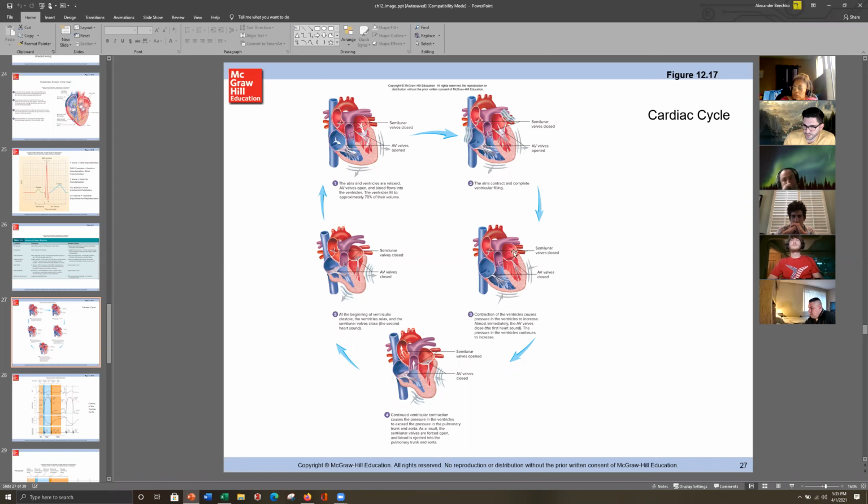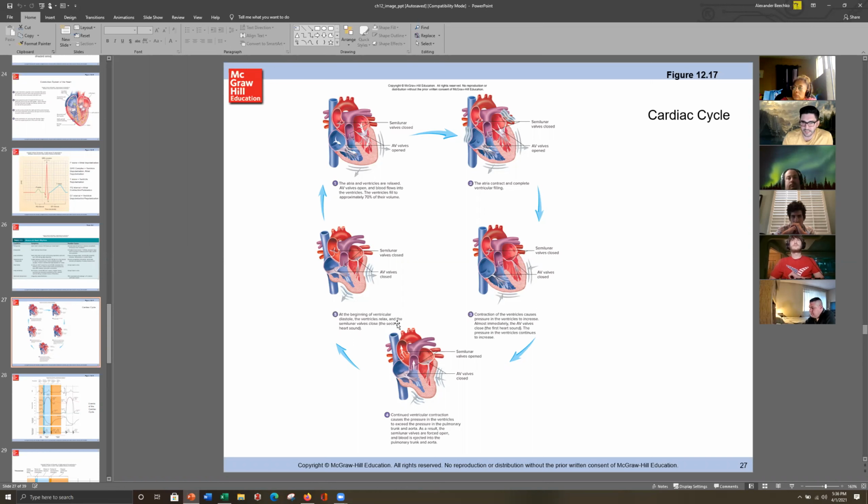The pressure in the ventricles will continue to increase until ultimately the semilunar valves open and allow blood to be deposited into the arteries. Continued ventricular contraction causes the pressure in the ventricles to exceed the pressure in the pulmonary trunk and the aorta. As a result, the semilunar valves are forced open and blood gets ejected into the pulmonary trunk and the aorta. Then at the beginning of ventricular diastole, the ventricles relax and the semilunar valves close, which is that second heart sound.